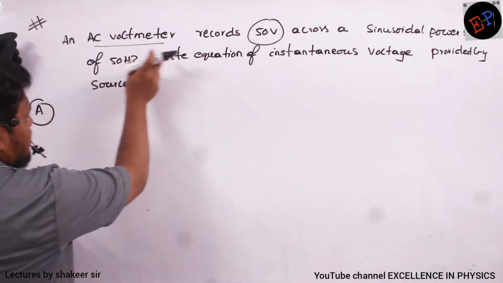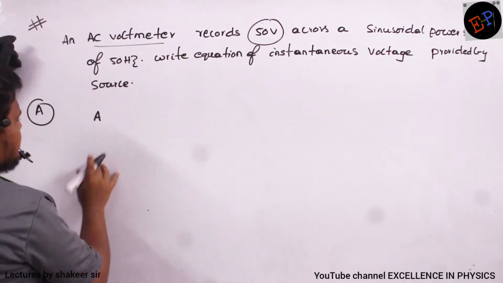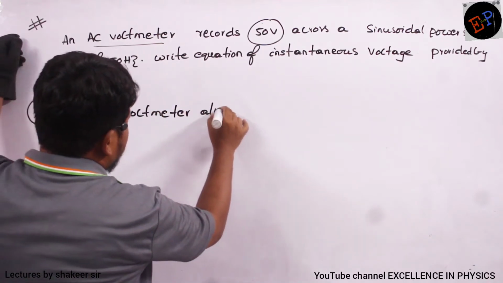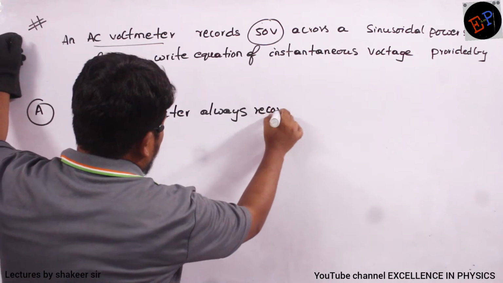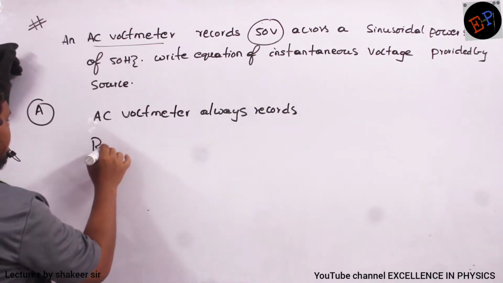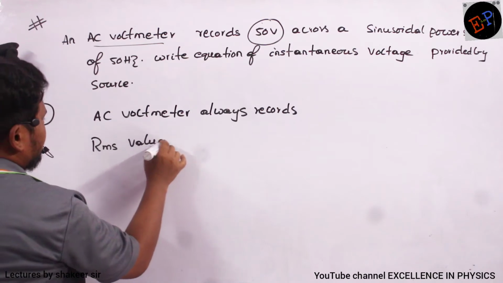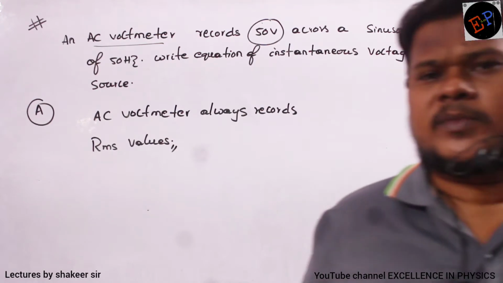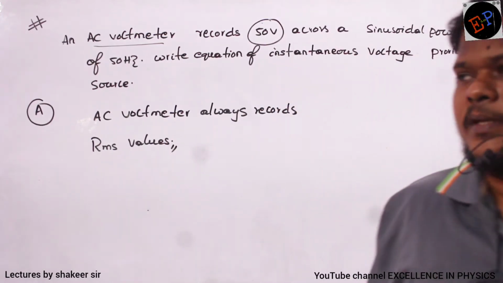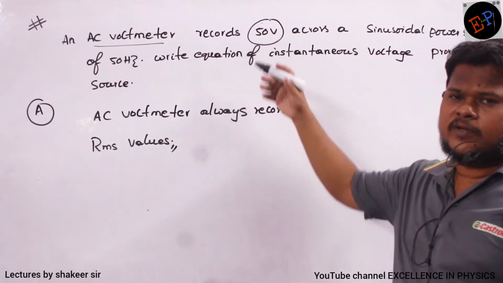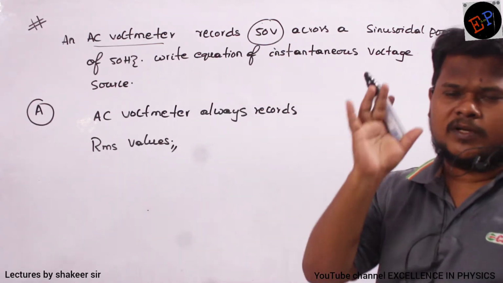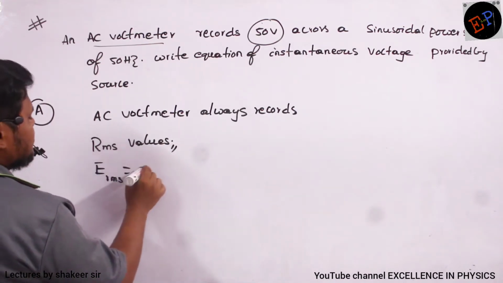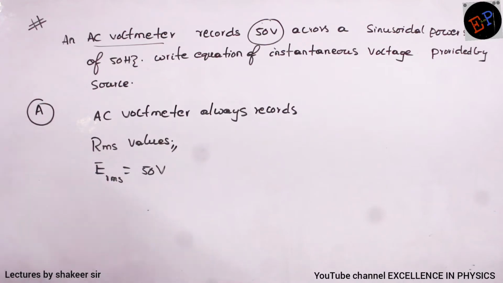See, here, one point which you should understand is that an AC voltmeter always records RMS values only. Okay? An AC voltmeter can measure only RMS values. It means it is measuring 50 volts, so 50 volts is the RMS value of voltage. Clear? So therefore, ERMS is 50 volts. One piece of information we got.